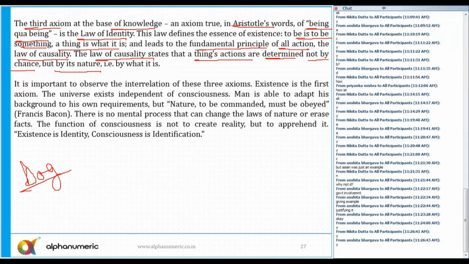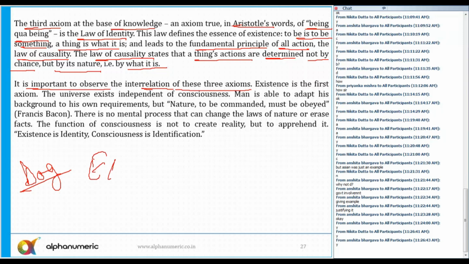Nature मतलब वो क्या है? So a tiger is a carnivore. It is not determined by chance. It is determined by its nature. Because that is what it is. It's a carnivore. Now it is important to observe the interrelation of these three axioms.